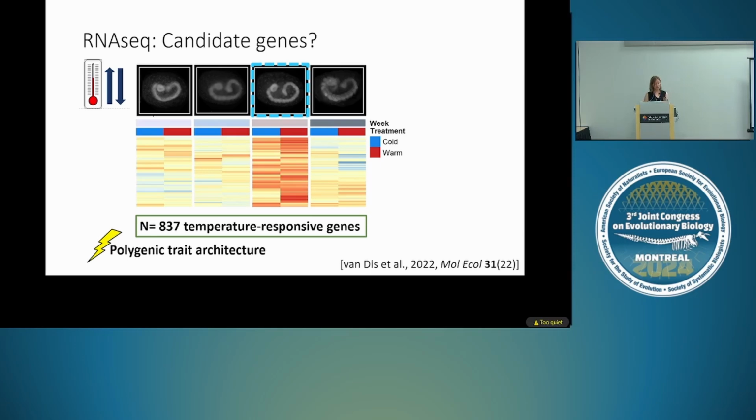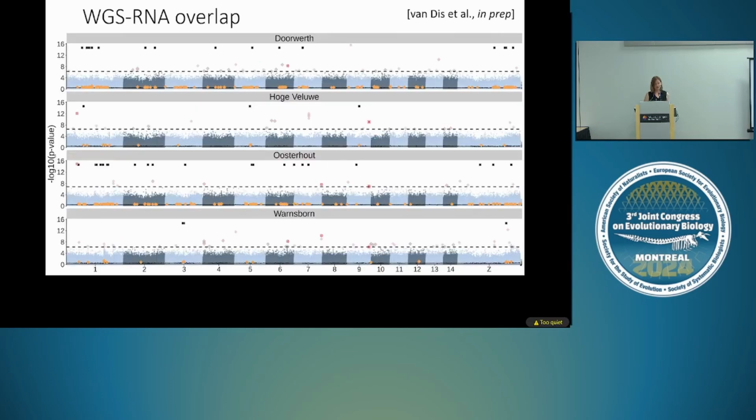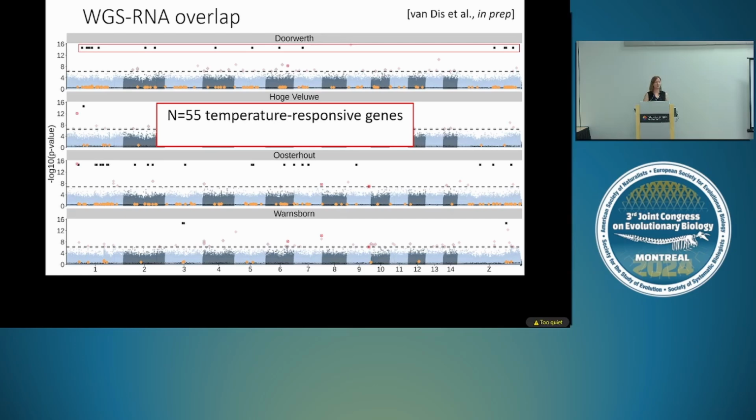So now we have both whole genome sequencing data and also RNA-seq data. So we were super keen on overlapping the two and seeing which of these candidate genes actually are showing genetic change over time. So I've added that now to this Manhattan plot. In each panel at the top, you see these black squares, which are candidate genes that overlap with our significant windows. And if we look across the 4 forests, we found that 55 of these temperature-responsive genes are showing genetic change over time. So these are really putative targets of selection that we're really keen on investigating further.